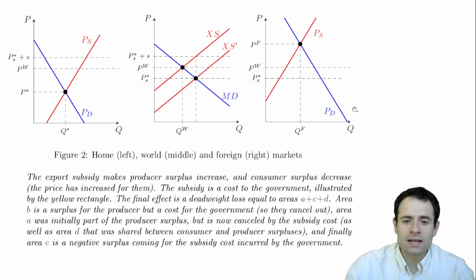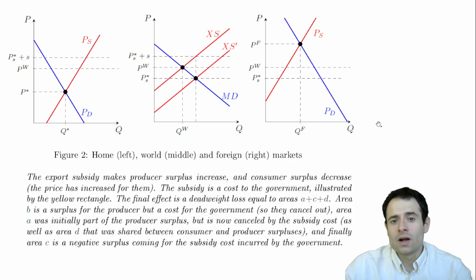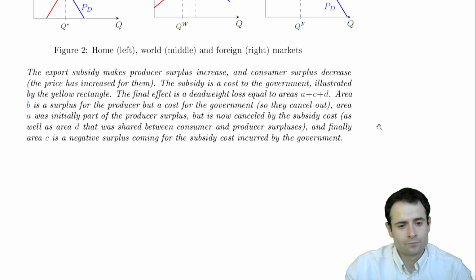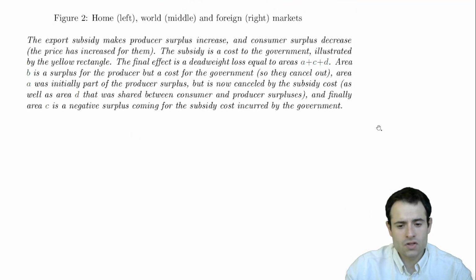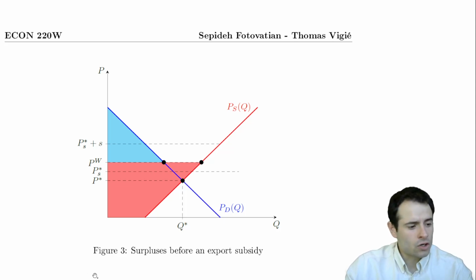Now, let's look at how surpluses are going to evolve. Because since there is a subsidy, we also need to take into account the cost that the government is going to have to pay. So, first of all, these are the surpluses in the home country before an export subsidy. The price was equal to PW, for which we said the supply was bigger than the demand, and that's what makes exports. So the consumer surplus is going to be the blue triangle, and the producer surplus is going to be this red trapezoid.